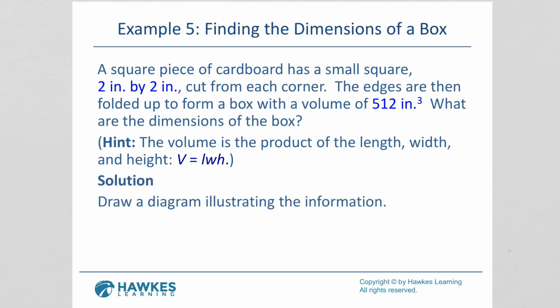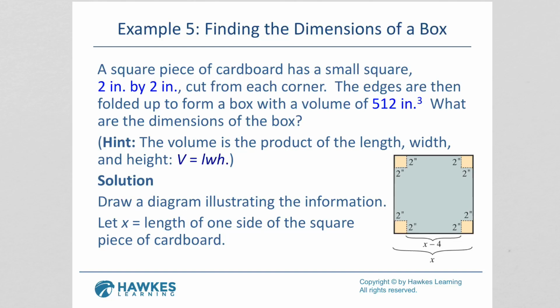For this solution, we're going to draw a diagram that illustrates the information. So here's a picture of a square with 2-inch squares cut out of each corner. We know that one side would be x, the length of one side of the square piece of cardboard, the whole length. And then the length x minus 4, once we cut those pieces out, times the width, which would be x minus 4, is going to be multiplied by the height, which is going to be 2 when you fold it up.